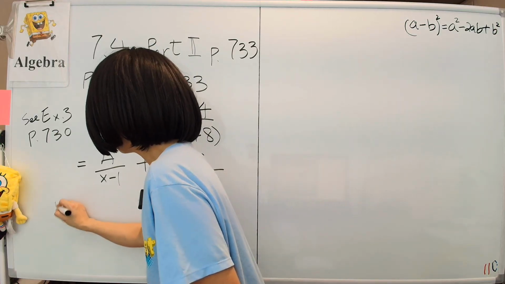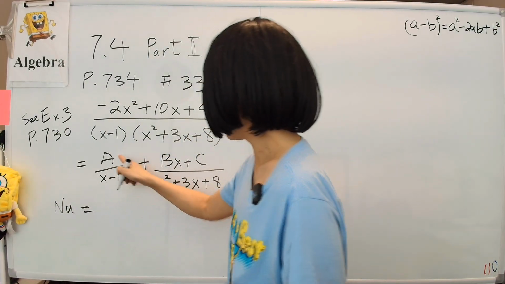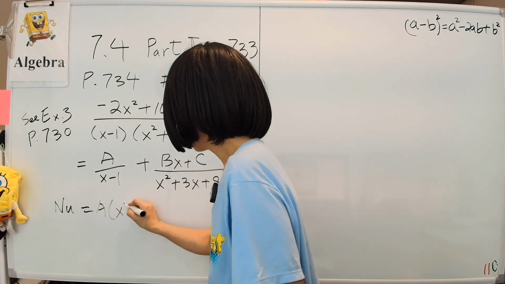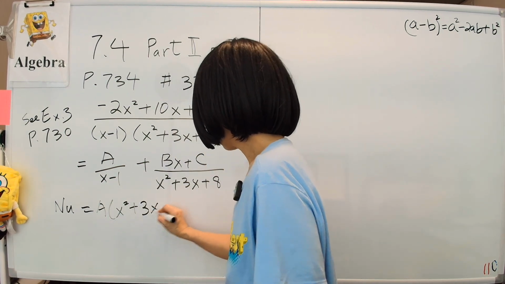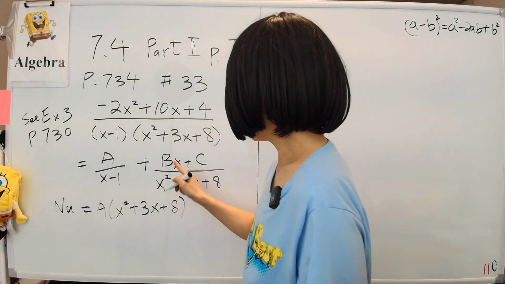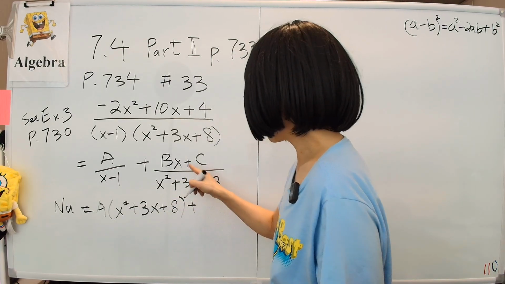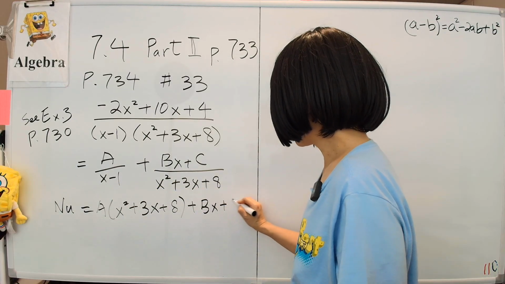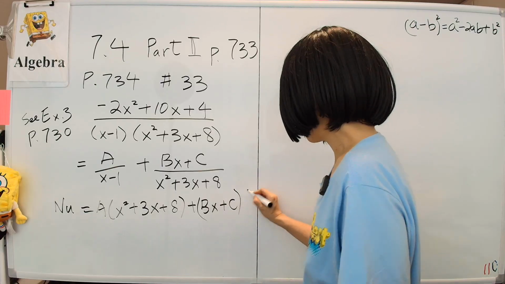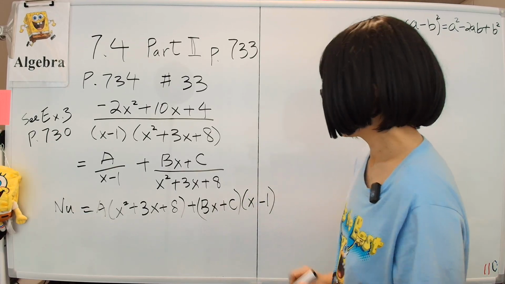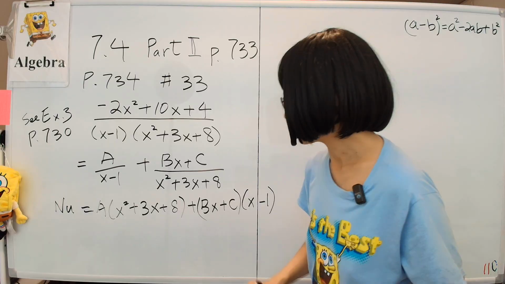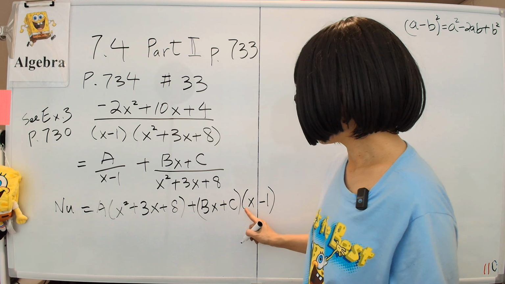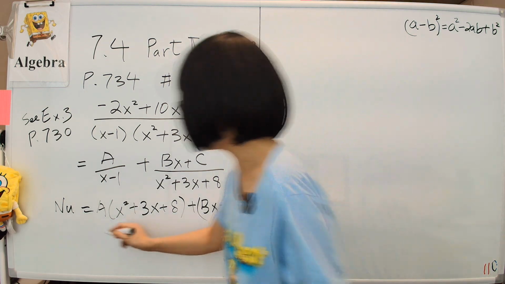Now the numerator will be equal to a times all of that, x squared plus 3x plus 8, and then the bx plus c will be multiplied by x minus 1. Okay, that should be right. And so now with that, let's multiply the whole thing out, I guess.